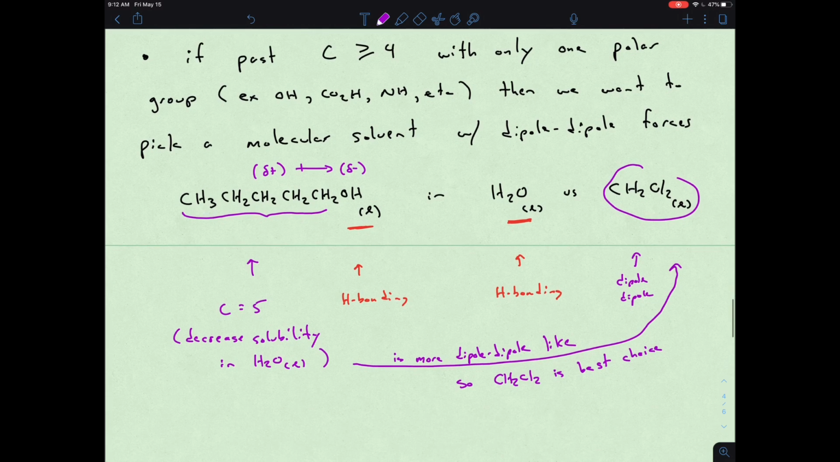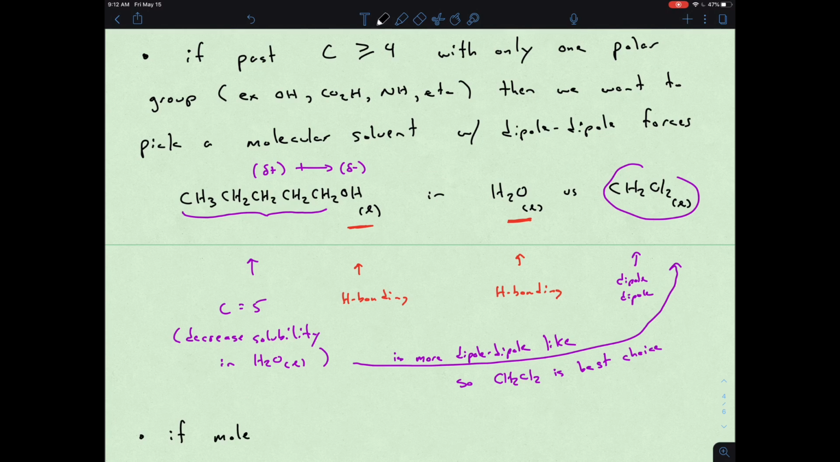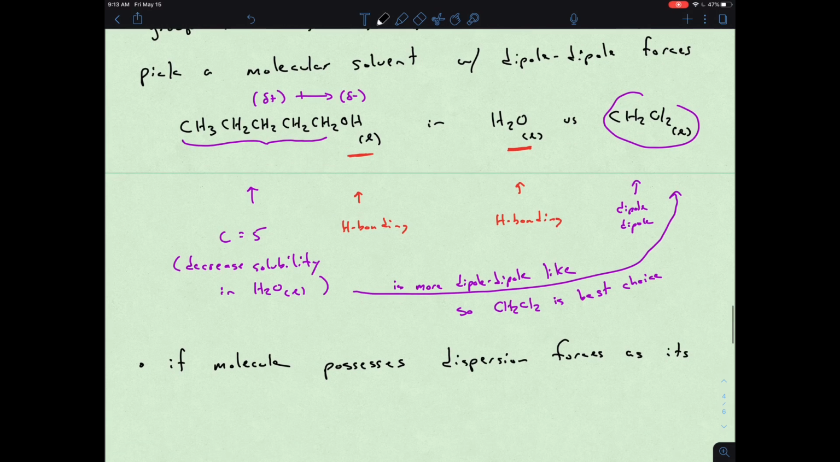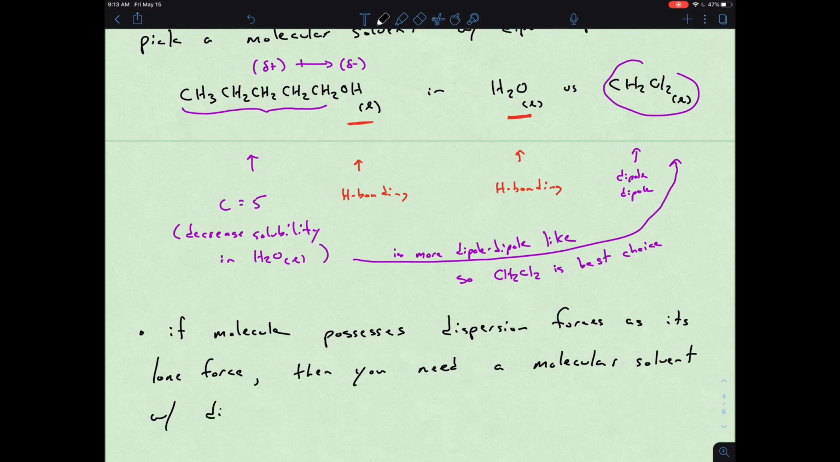So if the molecule possesses dispersion forces as its lone force, then you need a molecular solvent with dispersion forces.